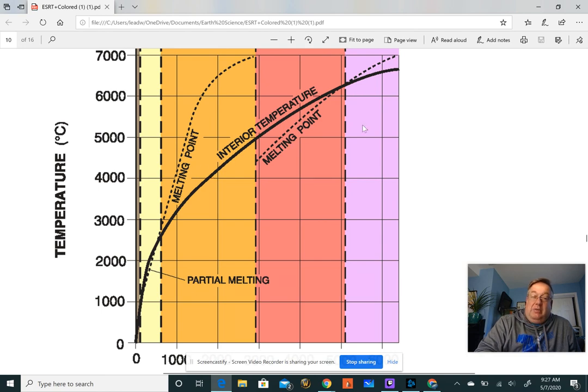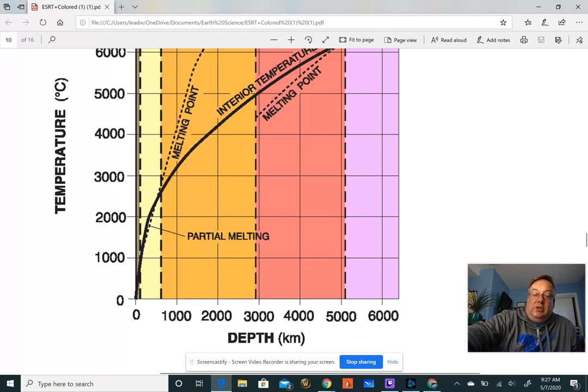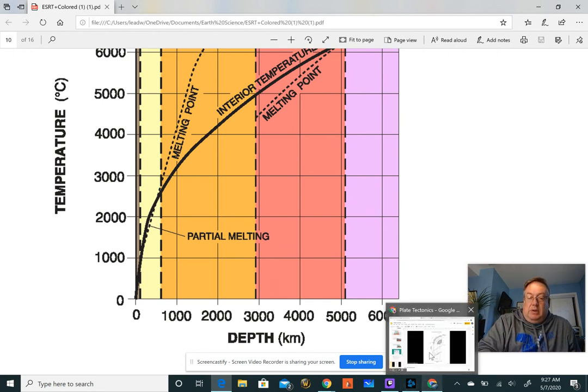And then if we ask how deep is it for these things, I go to the very bottom. So where is the border between the inner core and outer core? It's about 5,100 kilometers deep. Okay? So pretty straightforward. All right, back to our presentation.